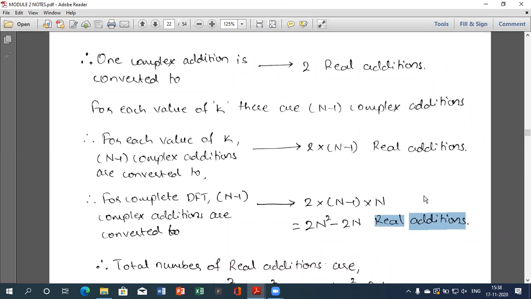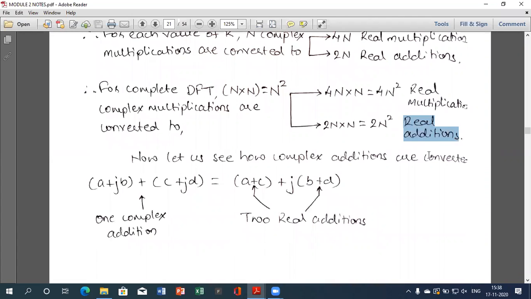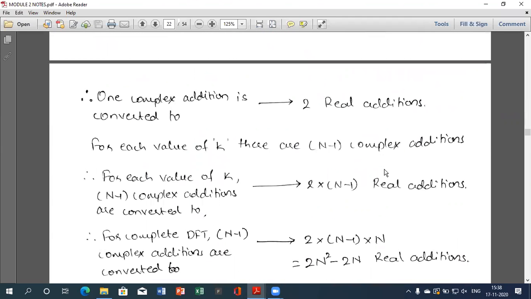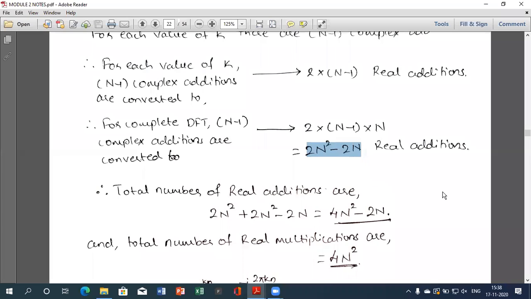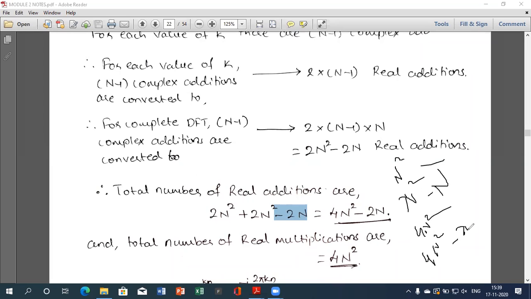But there are additions also present in the complex multiplication. There are 2n square there, and here we got 2n square minus 2n. Now, in total how many real additions are required? 2n square plus 2n square minus 2n, so totally 4n square minus 2n real additions. So to compute one complete DFT, there are n square complex multiplications, n square minus n complex additions, 4n square real multiplications, and 4n square minus 2n real additions. These are required to compute one complete DFT.